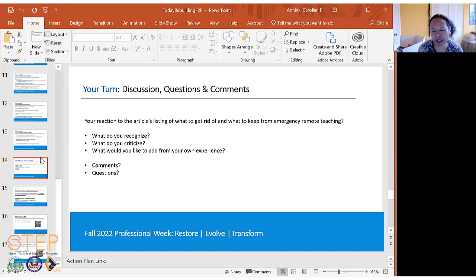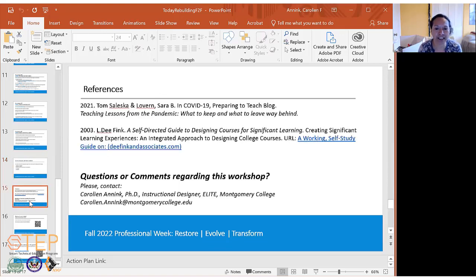But what do you think of these alternatives and the continuation? Is there something else that you want to add from your own experience that you want to restore, that you want to evolve into, that you want to transform? So think about that, connect to your own experience here. And then finally, here is the reference to the article in the Teaching Professor. And here is also a link to L.D. Fink, the instructional designer, who talks about the different dimensions of significant learning. Very interesting. It tells you all the different areas that are necessary for significant learning for our students.